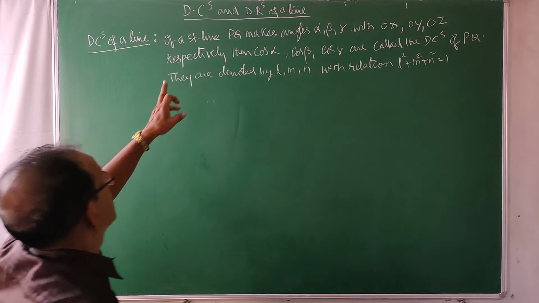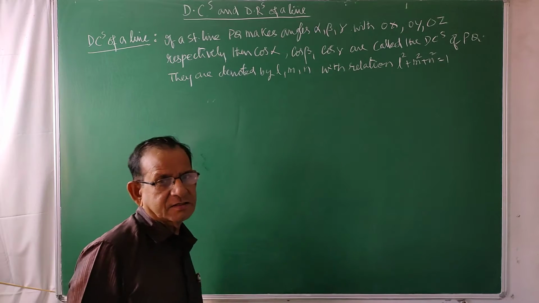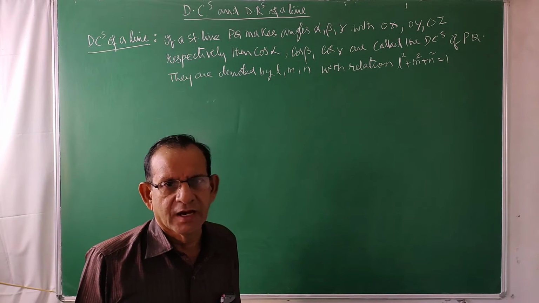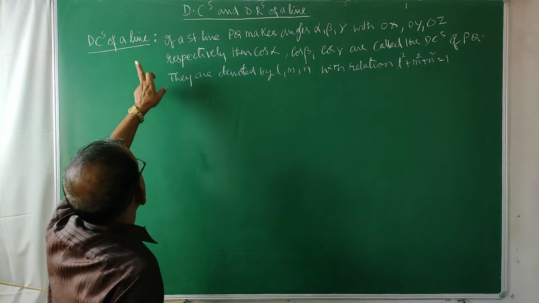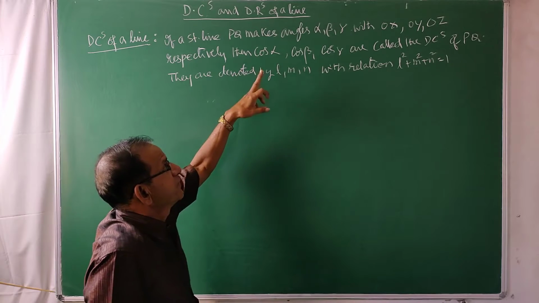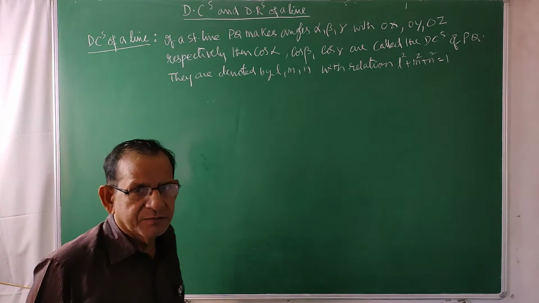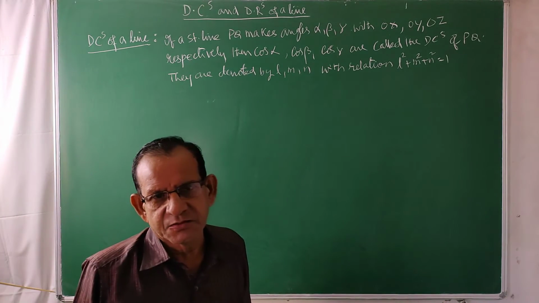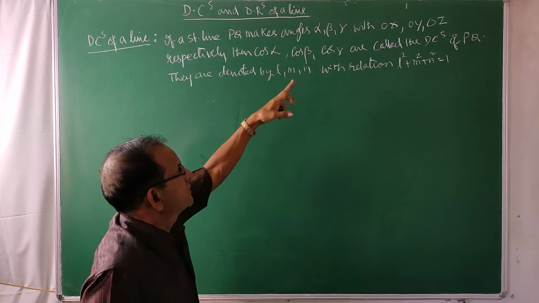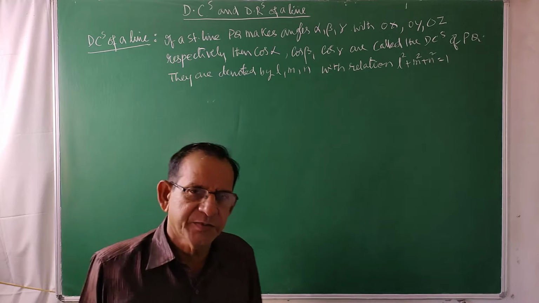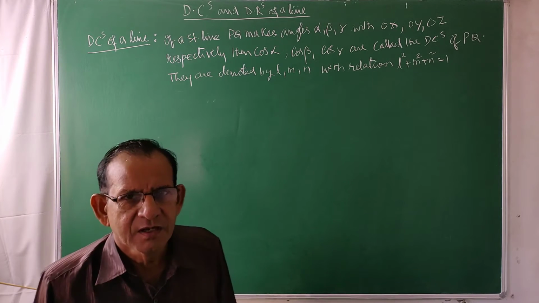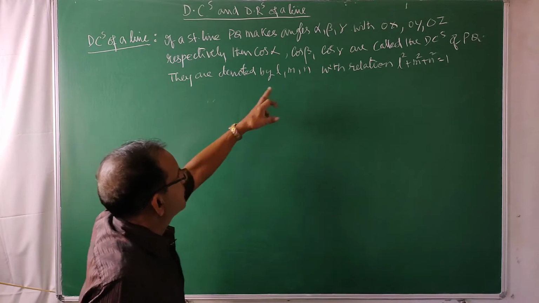Now let us discuss the bases, that is, direction cosines and direction ratios of a line. Now let us see what they are. If a straight line PQ makes angles alpha, beta, gamma with the three coordinate axes OX, OY and OZ, then cos alpha, cos beta, cos gamma are said to be the direction cosines of the line PQ. We denote them as l, m, n.